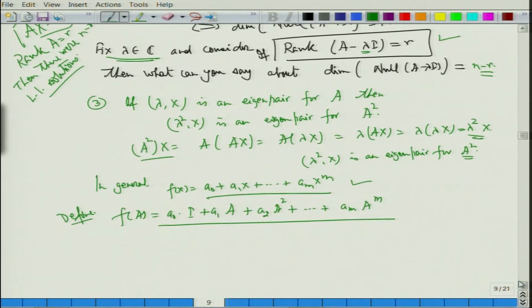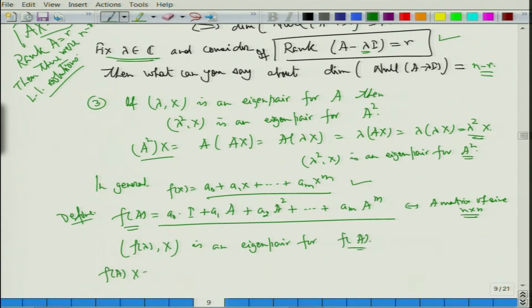Fine. I would like you to see that f of A is a matrix of size n cross n. So, again it will have eigenvalues and eigenvectors, and I can talk of them. Look at this: f of lambda comma x is an eigenpair for f of A. Why? Because f of A times x will be equal to a0 times x plus a1 times Ax plus up to am A to the power m x, which gives a0 of x plus a1 times lambda of x plus am lambda to the power m x.